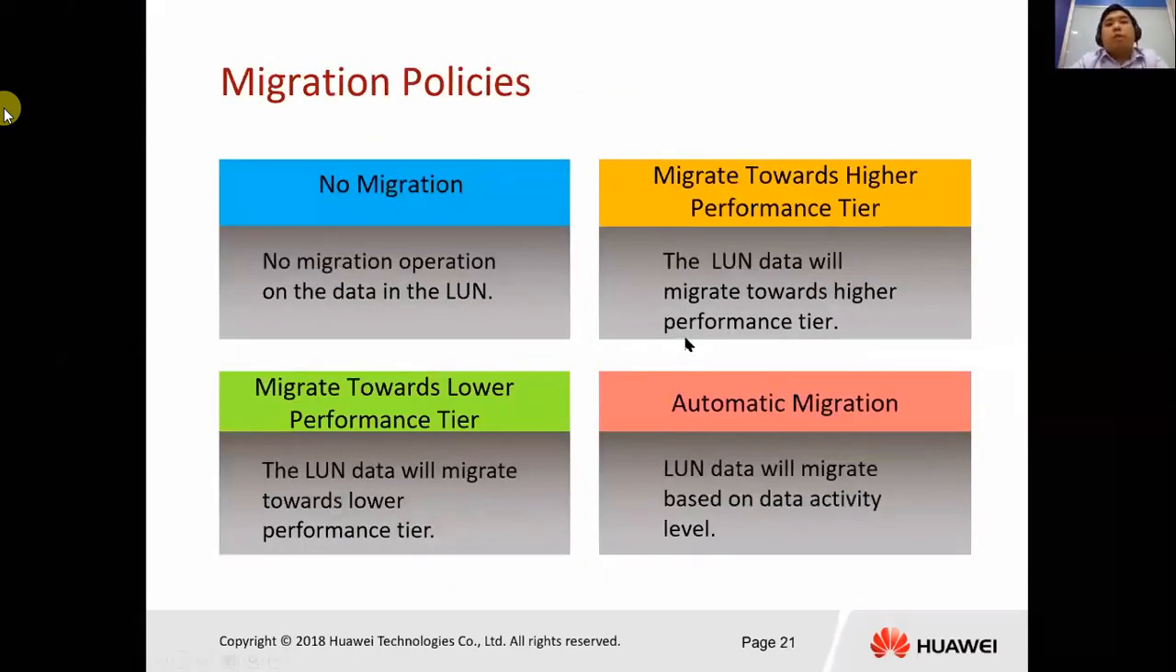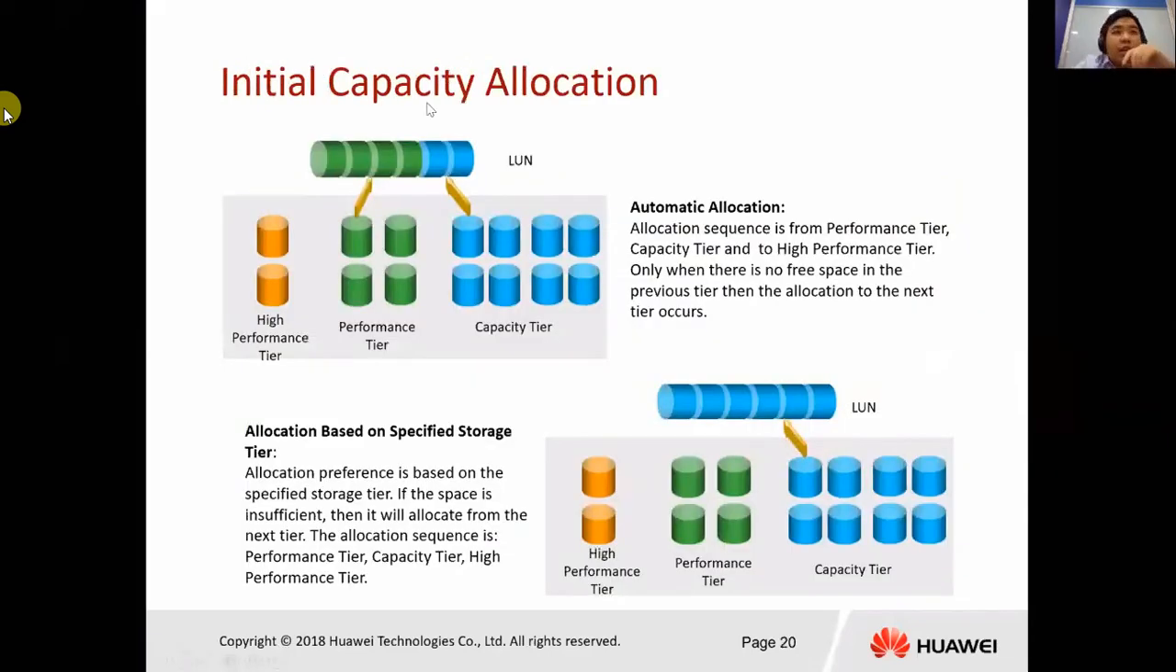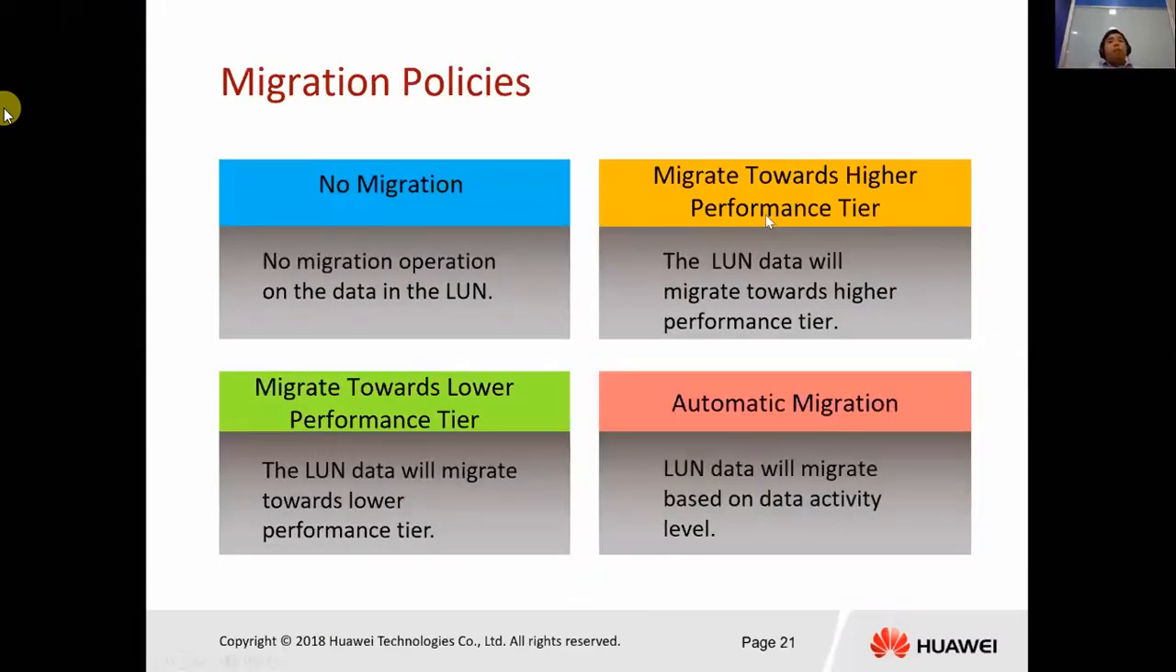Okay, next we look into migration policy. Forgot to mention, for initial capacity allocation, what is the default policy you will use? The default policy will be automatic allocation. That is the default policy that you will use. Okay, so next we go into the migration policy.